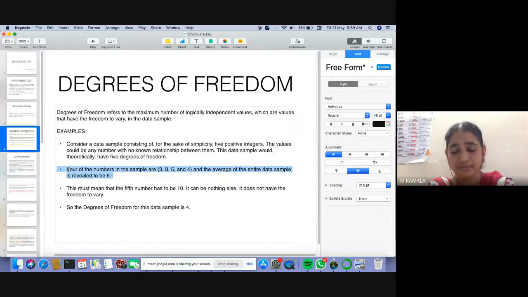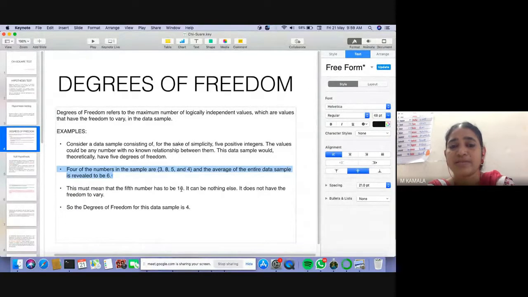Whatever data you take, what they want in the end is for the average to be 6. So if you take these 4 numbers, obviously the fifth number should be 10 to get the average of 6. Here the degrees of freedom is the 4 numbers. And if I change these 4 numbers, you have to change this 10 again.